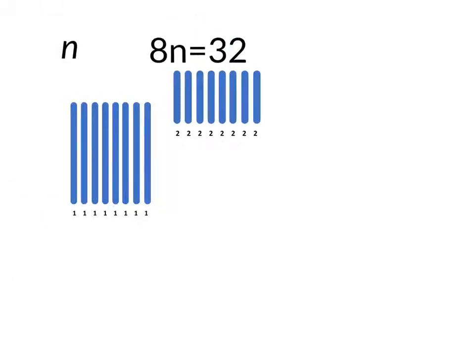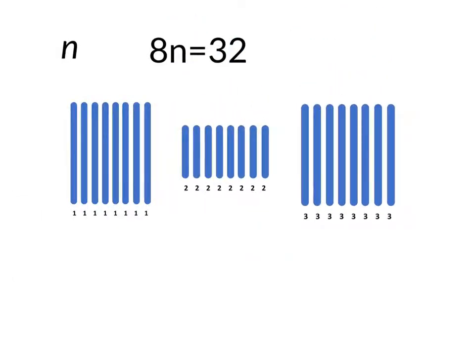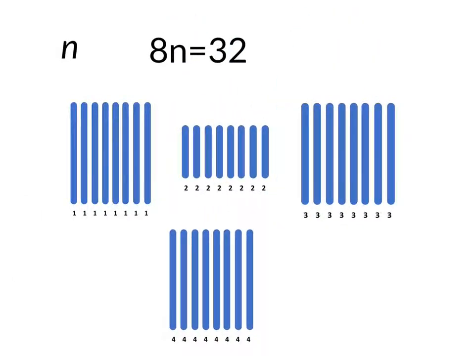Alternatively, if I tell you that an organism is 8N equals 32, you should be able to conclude that this organism has 8 copies of 4 unique chromosomes. In other words, it's octoploid. So it has 8 number 1s, 8 number 2s, 8 number 3s, and 8 number 4s.